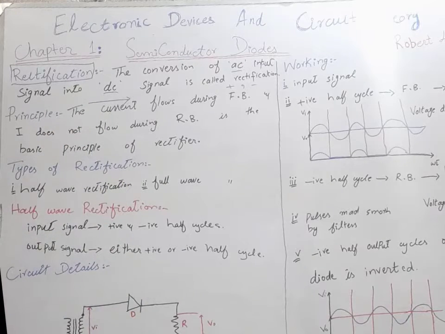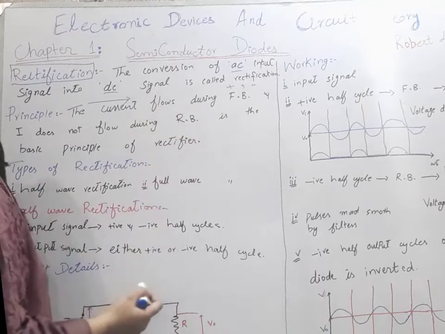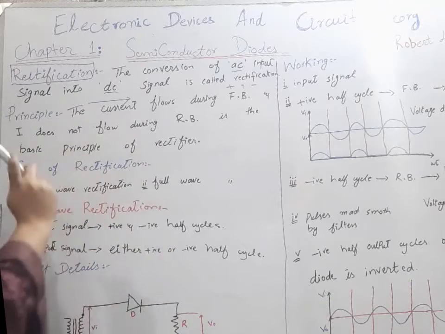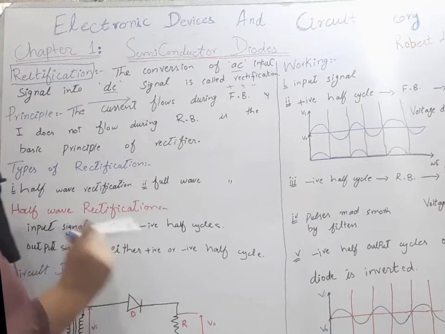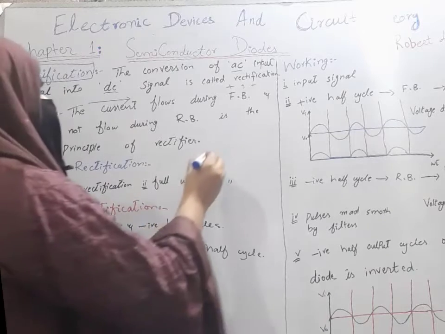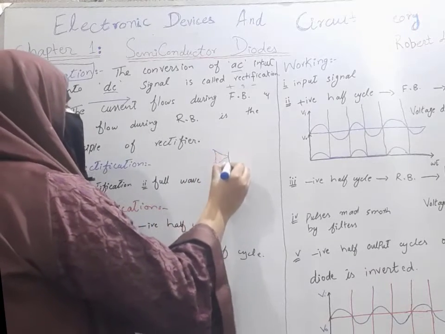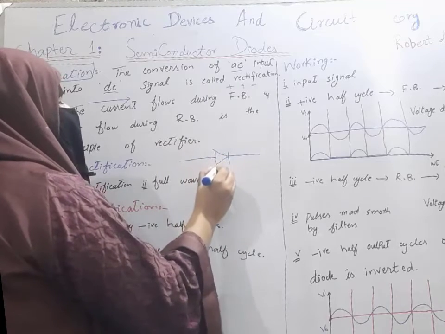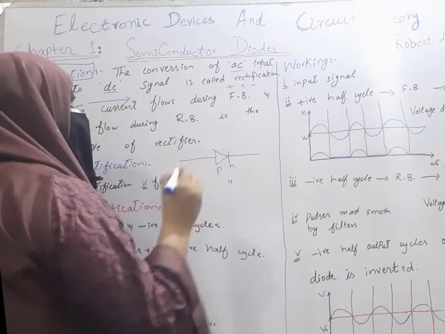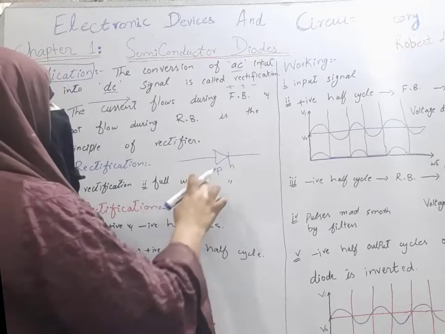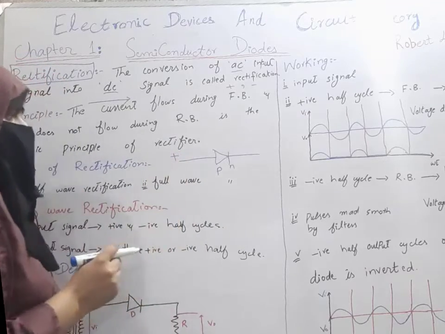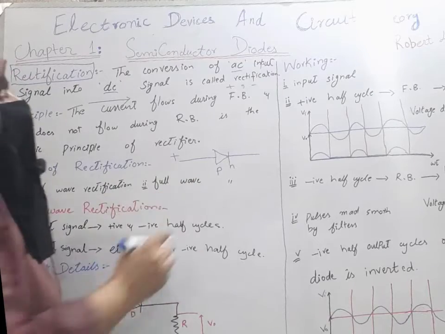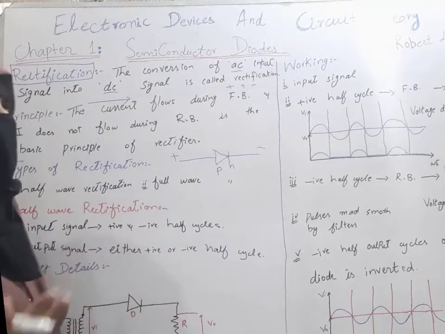The principle of rectification is that the current flows during forward biasing and does not flow during reverse biasing. This is the basic principle of a rectifier. When we connect our diode, this is the P side of our diode and this is the N side. When we connect the P side of our diode with the positive terminal of the battery, it will be forward biased and it will flow current.